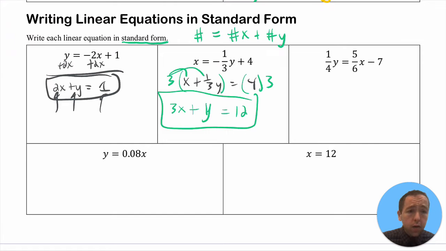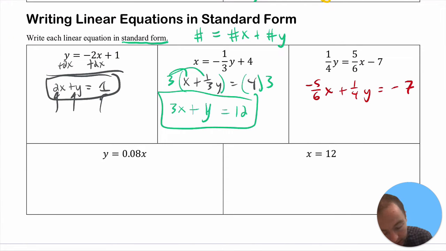For the next one, maybe get x and y on the same side, again, as per usual. So you'll have to subtract 5/6 x to give you negative 5/6 x plus 1/4 y on that side equals negative 7. And then, because you've got all these fractions, you're going to want to multiply both sides by something to kind of clear out the fractions.